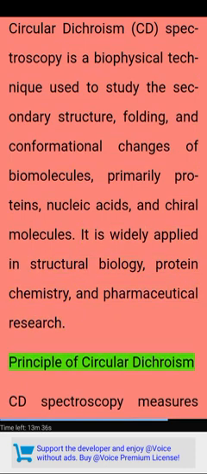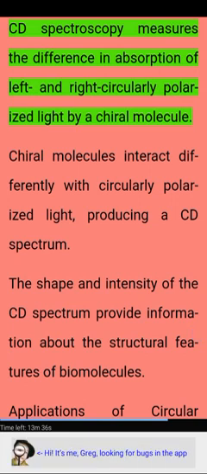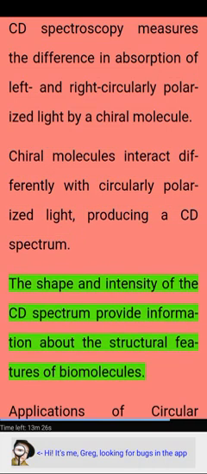Principle of circular dichroism. CD spectroscopy measures the difference in absorption of left and right circularly polarized light by a chiral molecule. Chiral molecules interact differently with circularly polarized light, producing a CD spectrum. The shape and intensity of the CD spectrum provide information about the structural features of biomolecules.